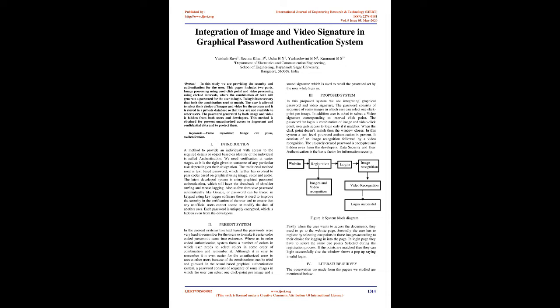Present system. In the present systems like text-based, the passwords were very hard for users to remember, so to make it easier, color-coded passwords came into existence. In a color-coded authentication system there are a number of colors from which the user needs to select colors in some order of combination and remember it. Although it is easy to remember, it is even easier for unauthorized users to access other users' accounts because the combinations can be tried and guessed.